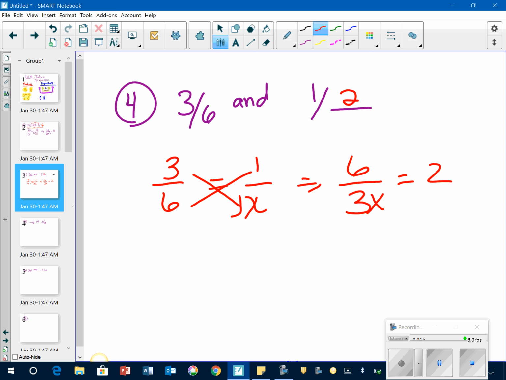So you have a 2 here. So 6 times 1 is 6. 3 times 2 is 6. So that is correct.